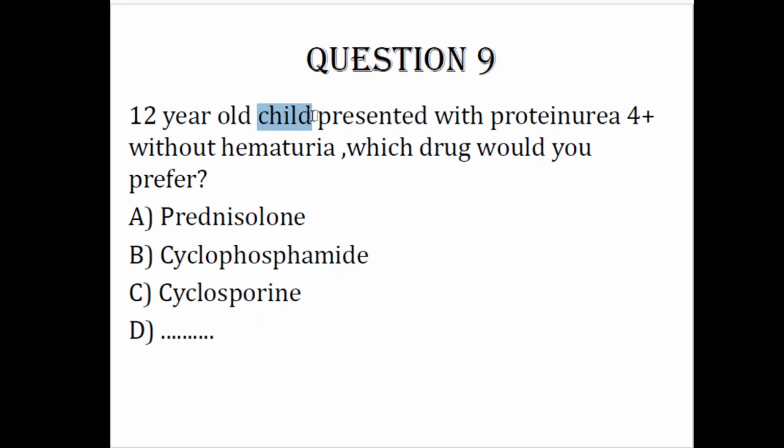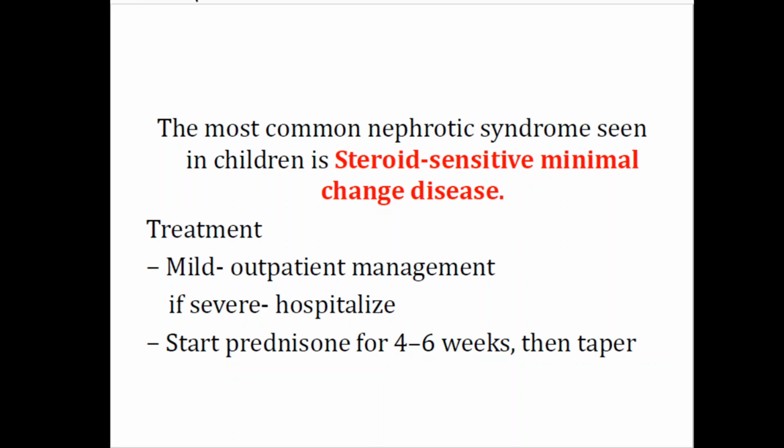12-year-old child presented with proteinuria 4+ without hematuria. Now proteinuria without hematuria is indicating towards nephrotic syndrome. And which drug would you prefer? See, let's look into the explanation. Whenever you see nephrotic syndrome in children, the first thing that should come to your mind is steroid sensitive minimal change disease. And the treatment of this kind of patient is, if mild, outpatient management. If there is severity in minimal change disease, then we hospitalize the patient.